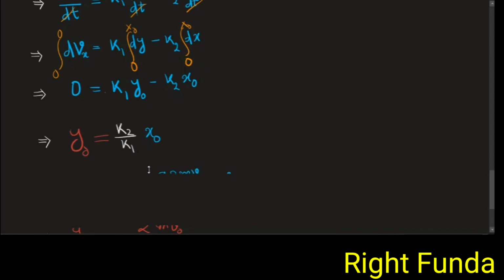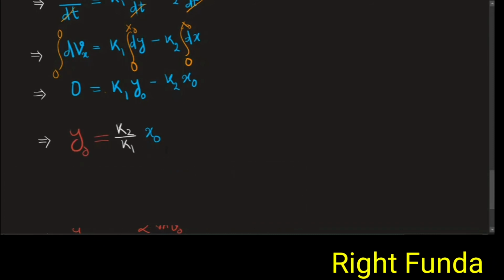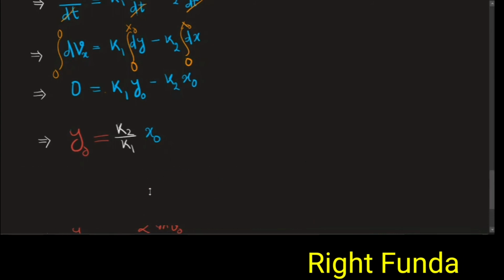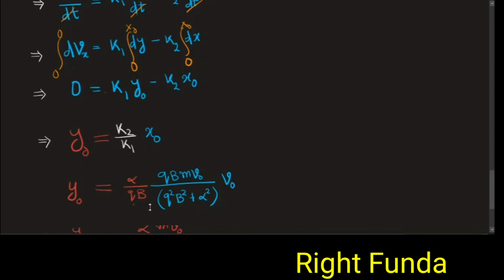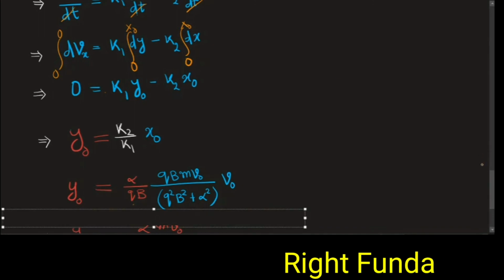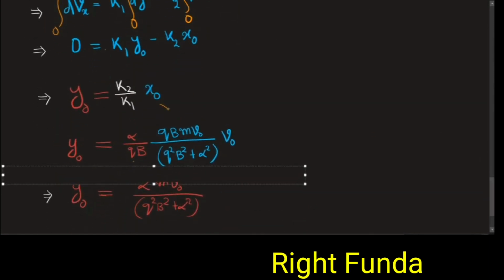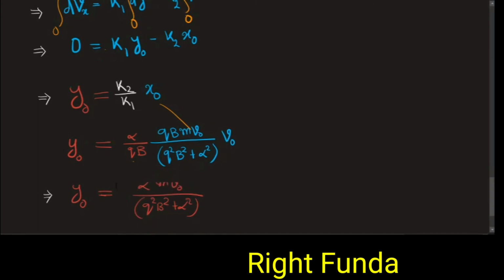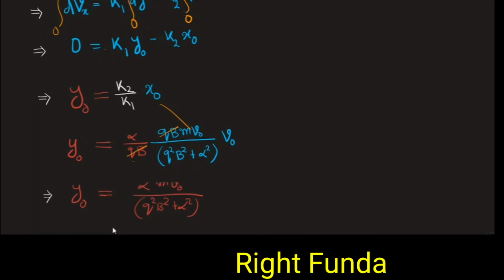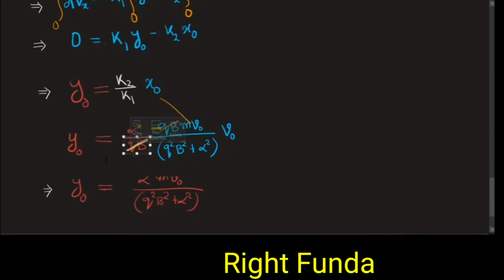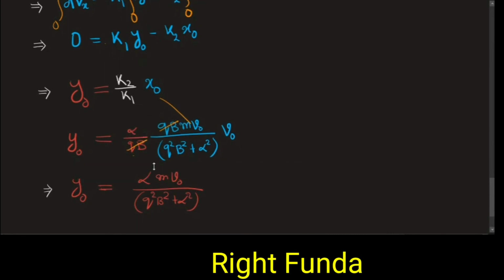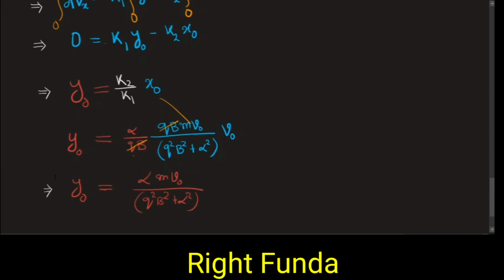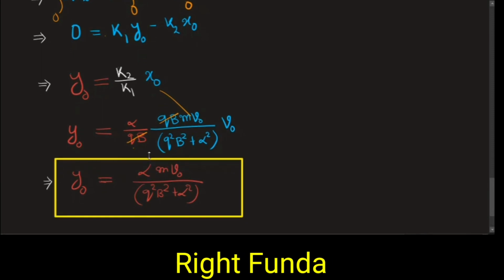After substituting the values, we get y0 equal to k2 by k1 times x0. We know the values of k2 and k1. If I put the values of k2 and k1, then I get this equation, alpha by qB, and the x0 value I substituted from what we obtained here. The x0 coordinate we calculated, we substitute it, and this equation is obtained. If we simplify this, the qB gets cancelled, and we obtain y0 equal to alpha m v0 by q square B square plus alpha square. We got the x coordinate, and we got the y coordinate.